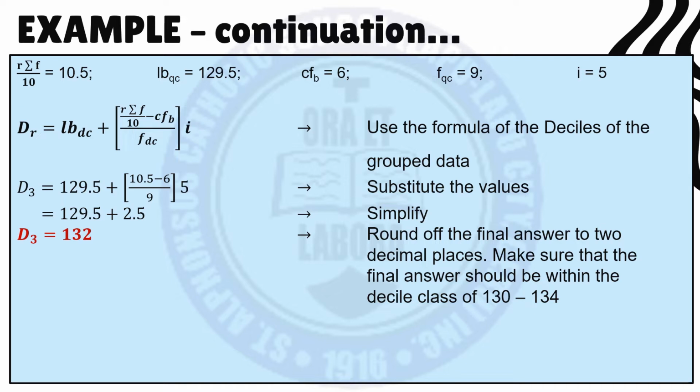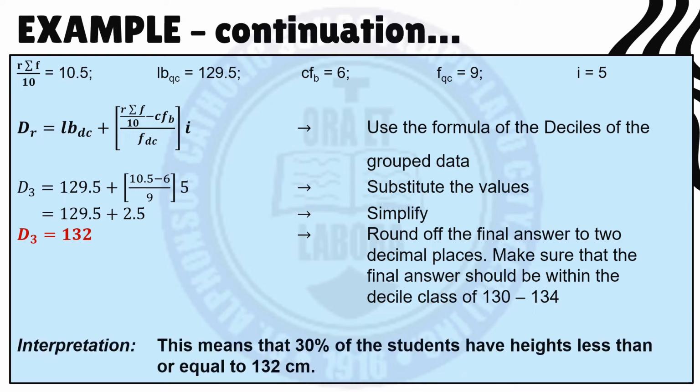After solving for the value of D sub 3, which is equal to 132, let us now interpret this result. This means that 30% of the students have heights less than or equal to 132 centimeters.